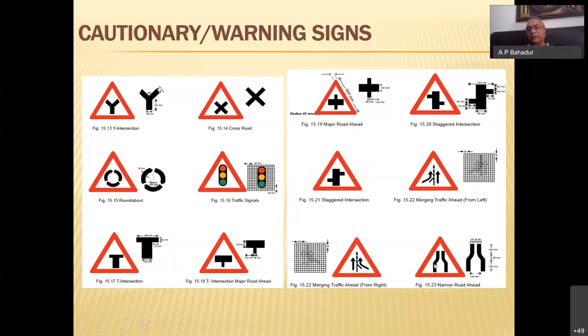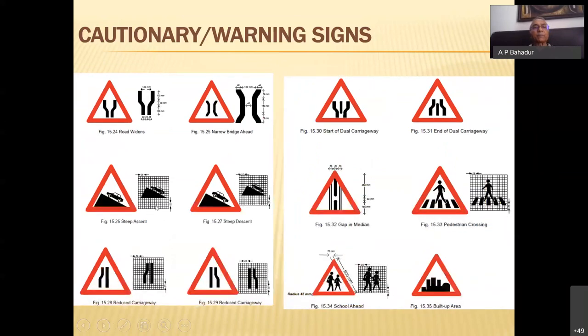With narrowing, road width widening, narrow bridge, steep ascent, steep descent, road narrowing on the left side, on the right side, divided carriageway ahead, divided carriageway ending, gap in median, pedestrian crossing. These are the signs which people commonly get wrong.